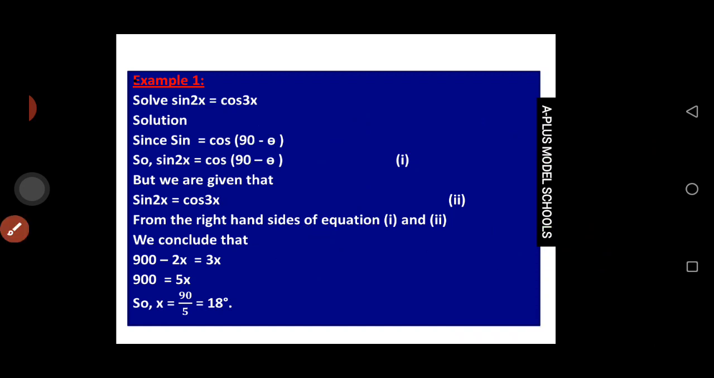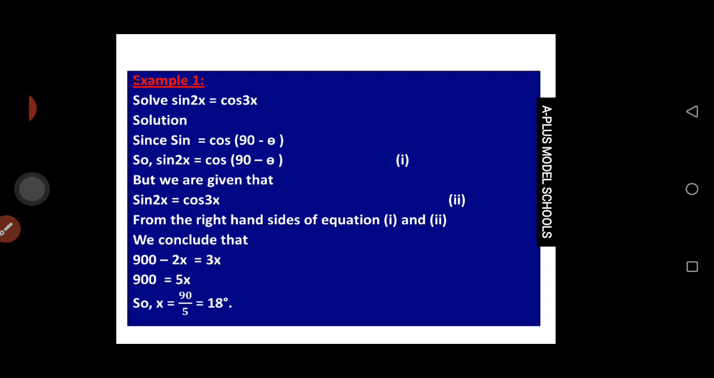So now, if I want to get x, I divide both sides by 5, which will give you 90 over 5, which is 18 degrees. Now go there and put the value of 18 for x. So that will be 2 times 18, and check, 3 times 18. You will notice that they will give you the same value. So you can check that one.